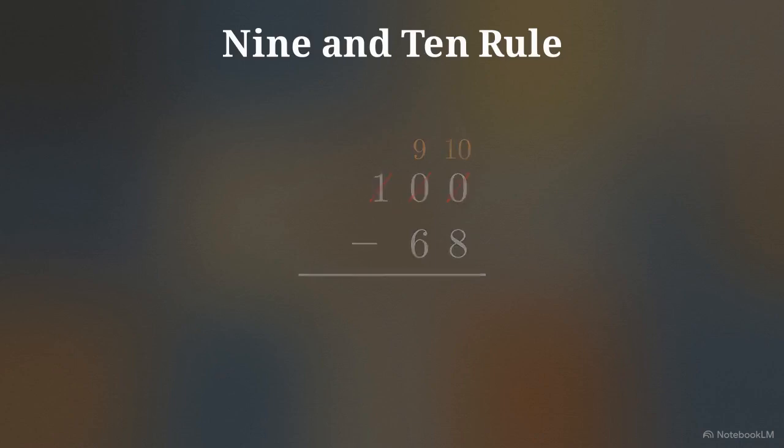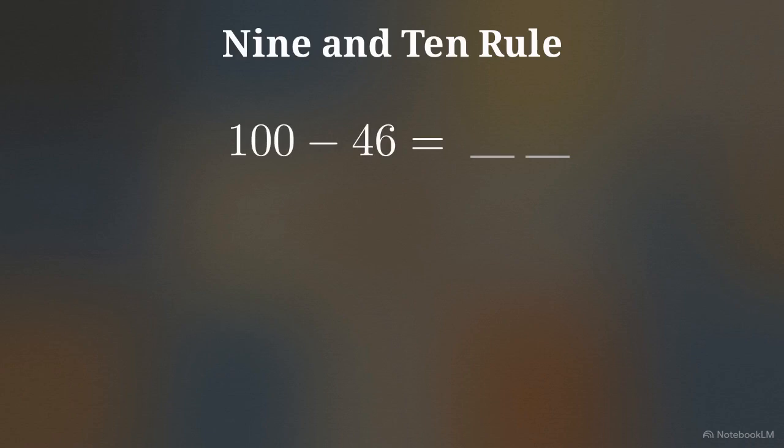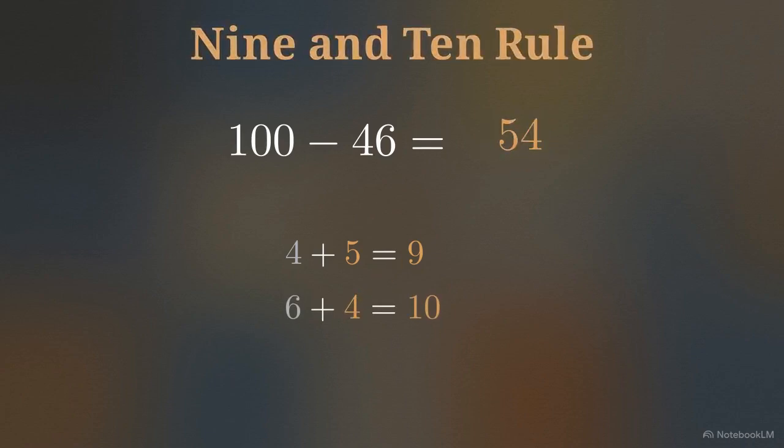What is the complement of 46? 4 plus 5 is 9, 6 plus 4 is 10. The answer is 54. Applying the 9 and 10 rule turns a subtraction problem into instant pattern recognition.